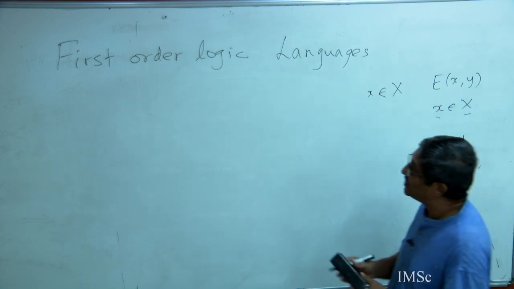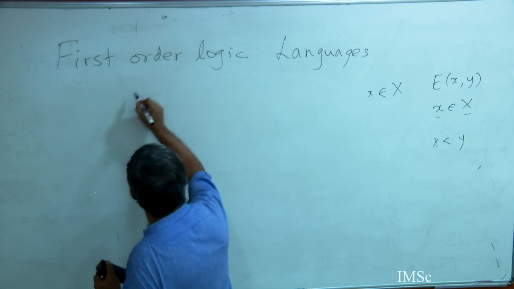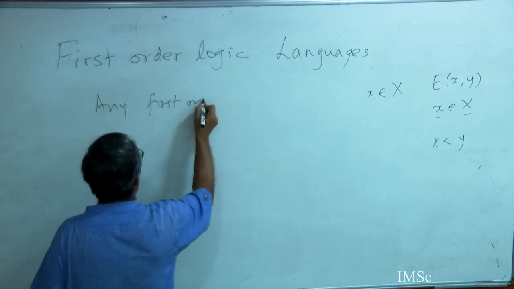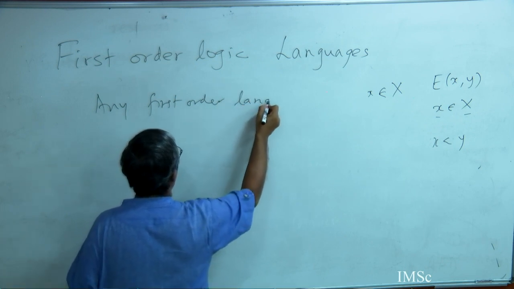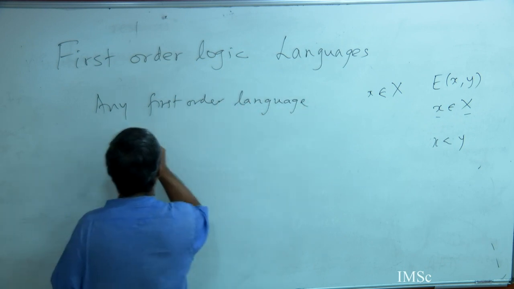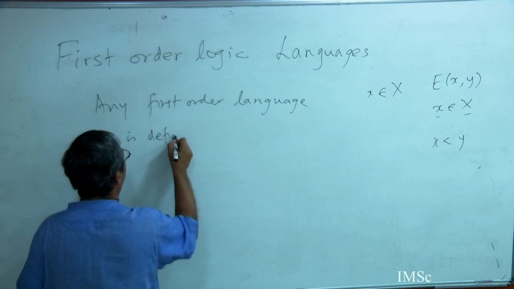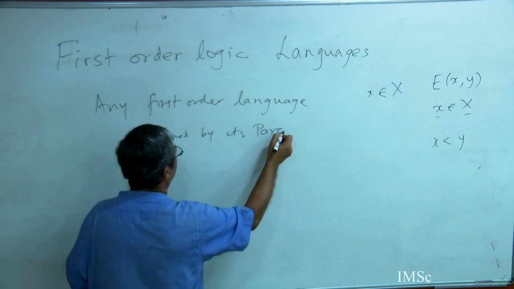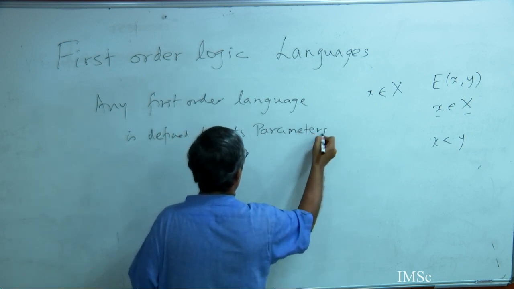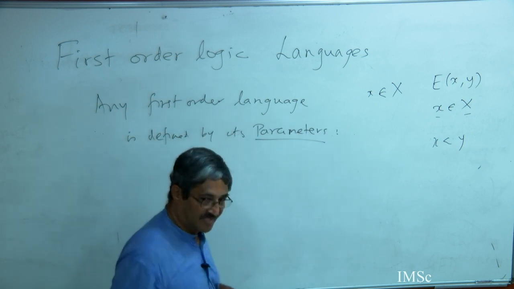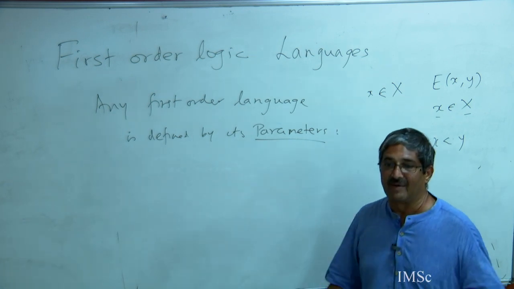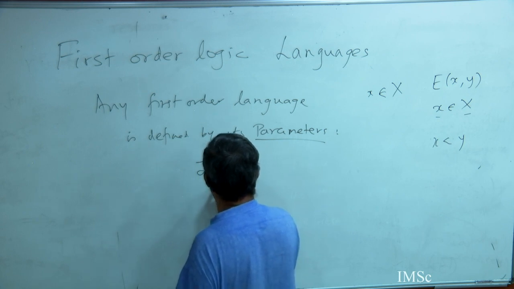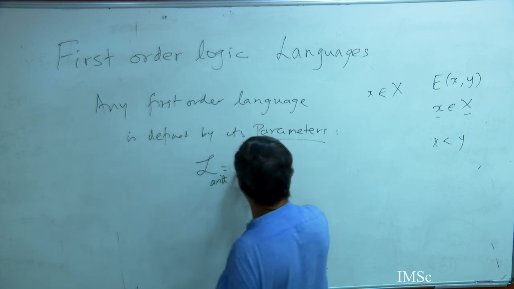So, first order logic, the idea is that any first order language is defined by its parameters. Right? Some parameters. So that's what we'll write in general. L arithmetic has certain parameters.